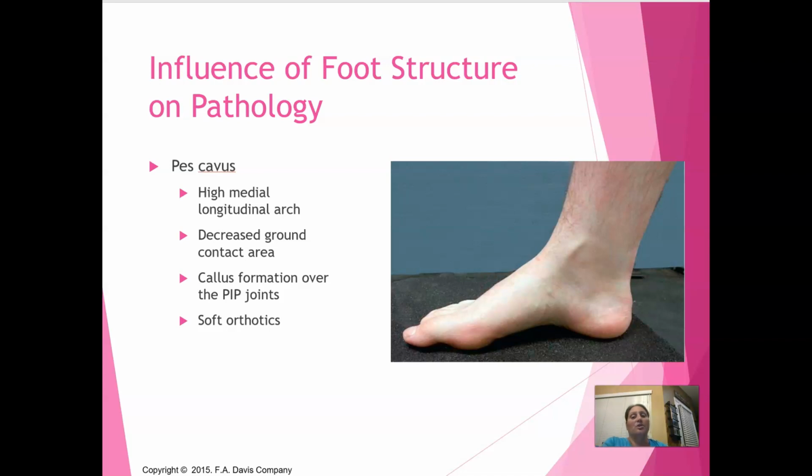So foot structure. This is now going to be a picture more of a high arch, or pes cavus. With this person, they have a high medial longitudinal arch. There is less contact with the ground. They might be more prone to having a lateral ankle sprain because they have all of their weight on that lateral aspect. There can be calluses over the PIP, the proximal interphalangeal joints, of digits 2 through 5.